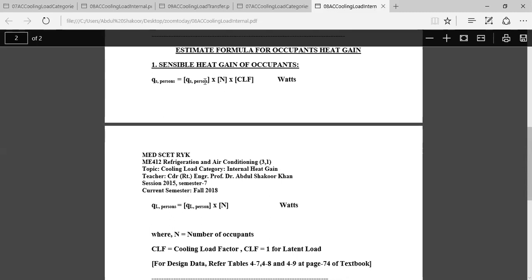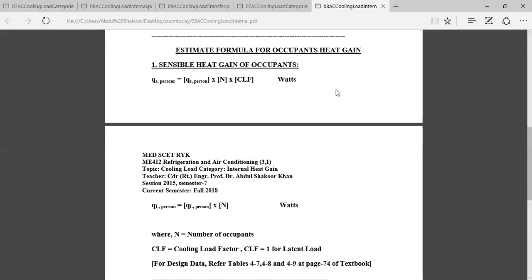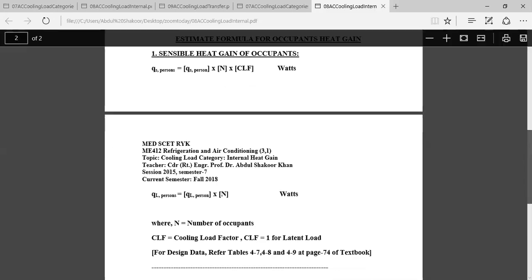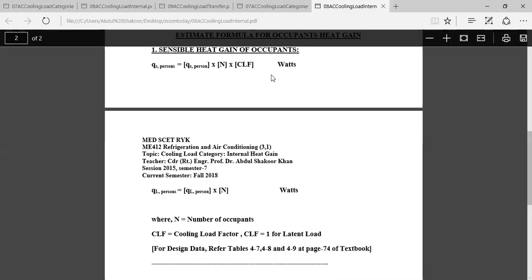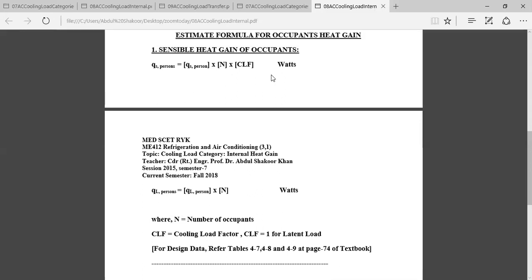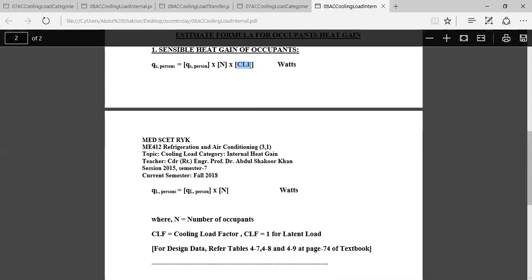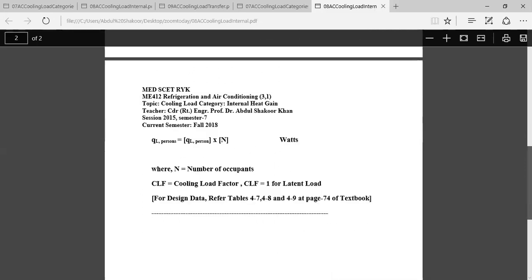A student sitting in the classroom and listening to the lecture is equal to a 100 watt electrical bulb. So this is called sensible load, multiplied by number of persons, multiplied by CLF, cooling load factor. Again, when that person entered the room and how long he is sitting in the room depends on that. This is reflected by this factor CLF, and you can find it in data tables.